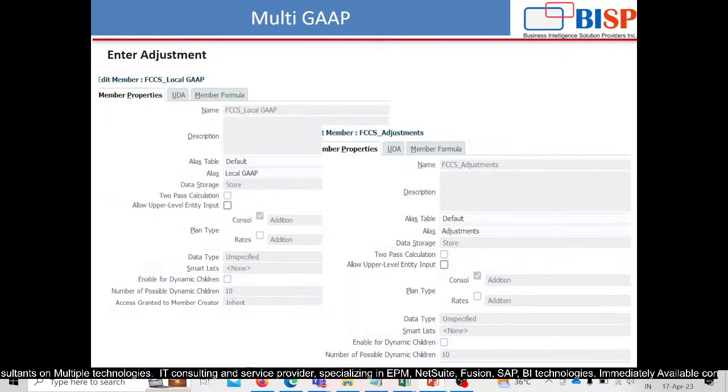If you see the properties of local GAAP and adjustment, I have shown here. So in local GAAP, the consolidation operator is addition, and in adjustment the consolidation operator is also addition. So both of them will add up and calculate IFRS.